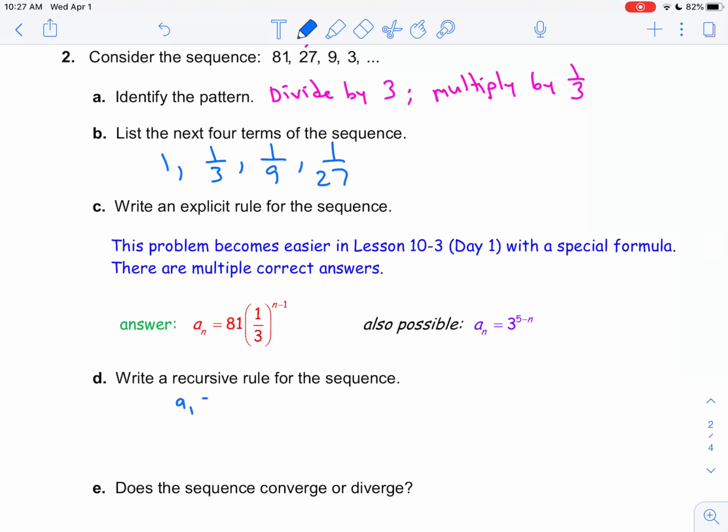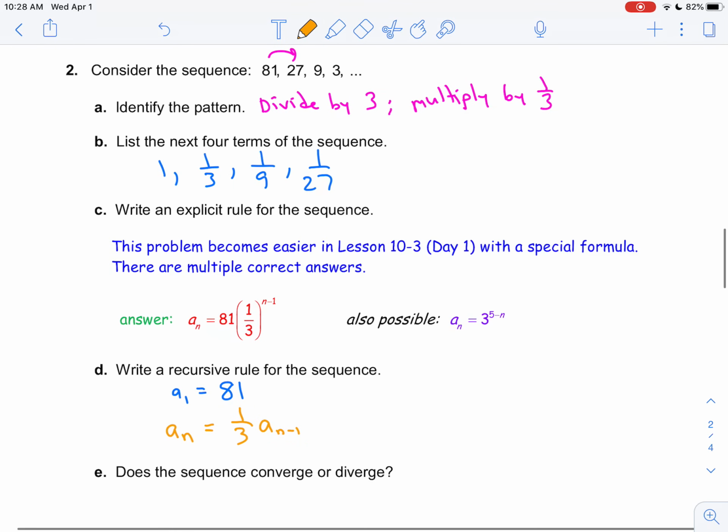So we know first thing, hey, first term, 81. That was given. Seems too easy. It feels like cheating. Now, I want to get the next term. So what am I going to do? I'm going to go back to my rule. It said multiply by 1/3. So I'm going to take 1/3 times the previous term, and a sub n minus 1 is the previous term. And then it's going to ask for converging or diverging.